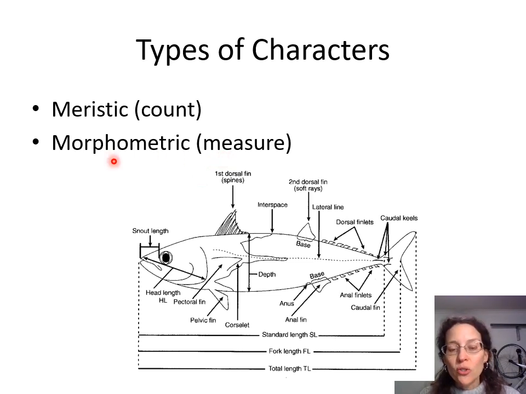Morphometric characters, those are ones that we can measure. So these could be the snout length, it could be the standard length, or the fork length, right, to the fork of the tail from the nose of the fish. So there's lots of different ways that we can get measurements off there, right? We talked about body length measuring when we talked about mark recapture for age estimates. So there's lots of different characters we can look at when it comes to fishes.